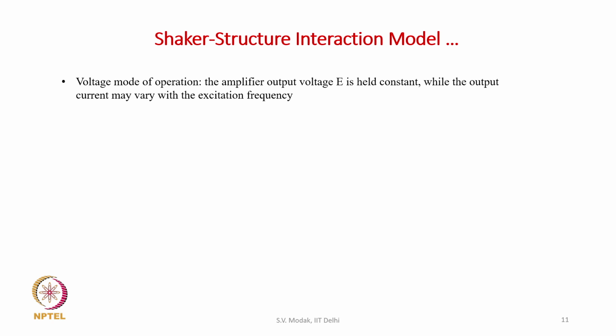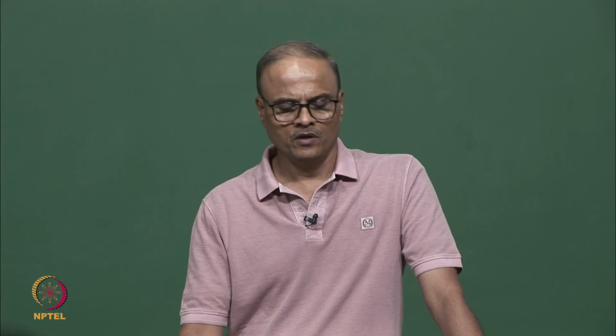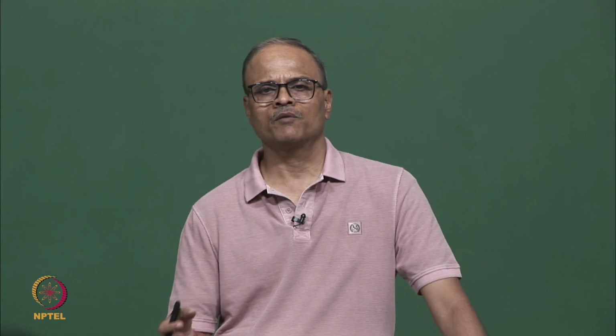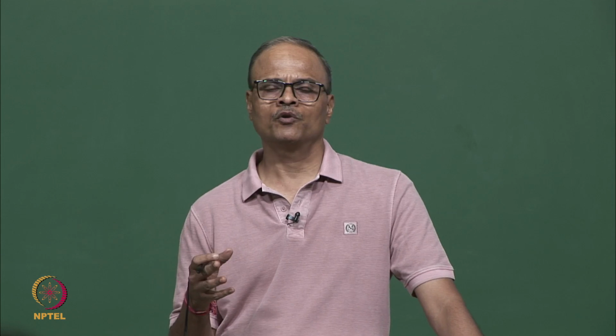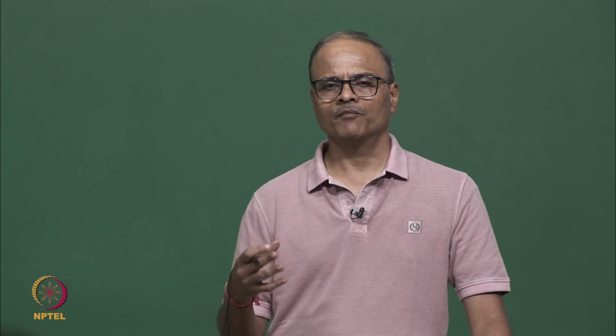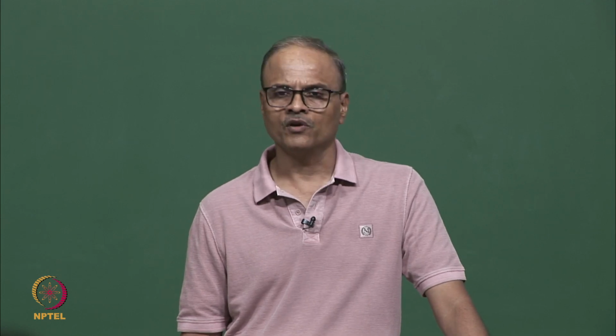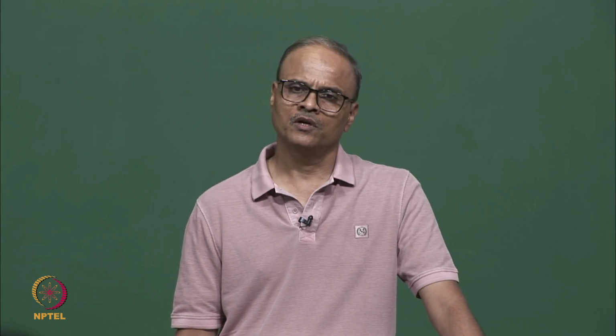The power amplifier can be operated in voltage mode or current mode. The voltage mode of operation means that the output voltage E of the power amplifier is held constant, while the output current of the amplifier may vary as the excitation frequency varies. In the current mode of operation, the control system of the power amplifier ensures that the output current delivered by the power amplifier is constant, while the output voltage of the amplifier is adjusted depending upon the change in the frequency of the motion. So we are going to now focus our attention on the voltage mode of operation, and then we will write the governing equations of the shaker structure system based on that mode.